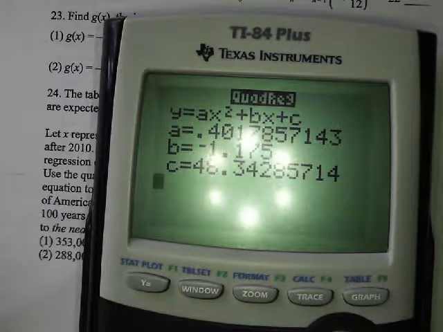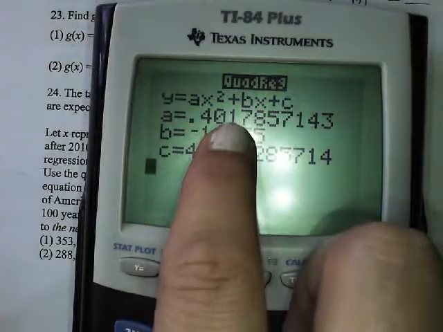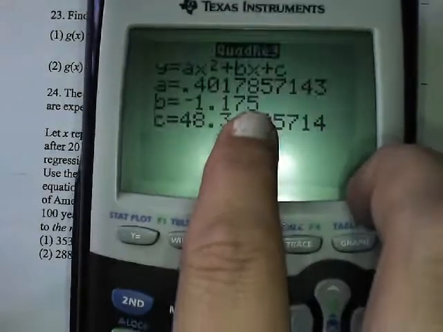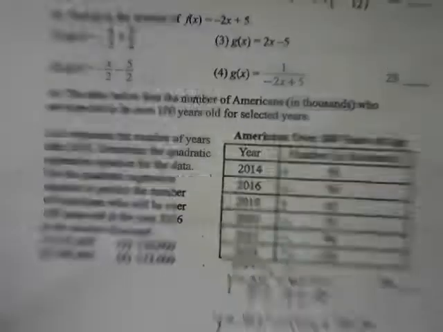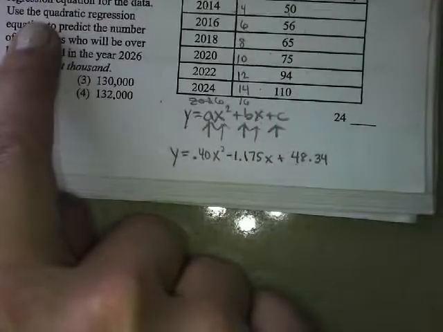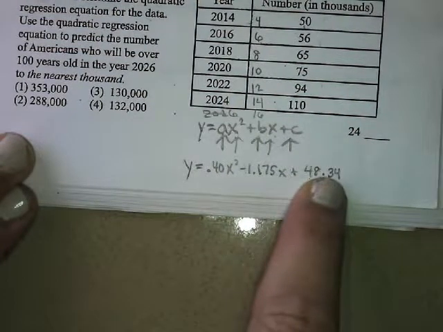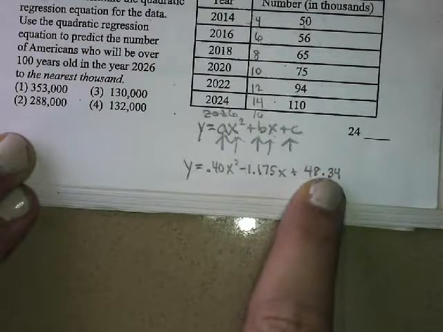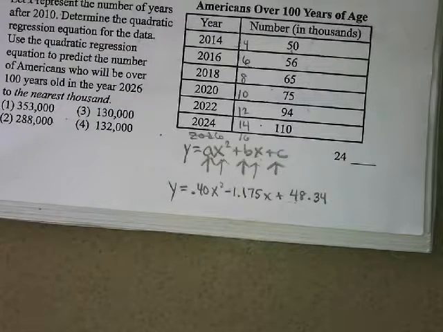So I've rounded all of these, except for B, because I didn't see a need to round it. I went out 3 decimal places. For A, I just went .40. For B, I did the whole thing, and for C, I went 48.34. And I wrote that equation. So then I have to use the quadratic regression equation to predict the number of Americans who will be over 100 years old in the year 2026. So what am I going to do with that equation if I want to find the number of people in 2026?